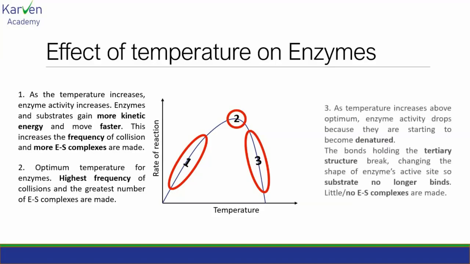And the final point is as the temperature increases above the optimum, enzyme activity drops because they're starting to get denatured. The bonds holding the tertiary structure break, changing the shape of the enzyme's active site, and the substrate can no longer bind, as it's no longer complementary. So little or no ES complexes are made.